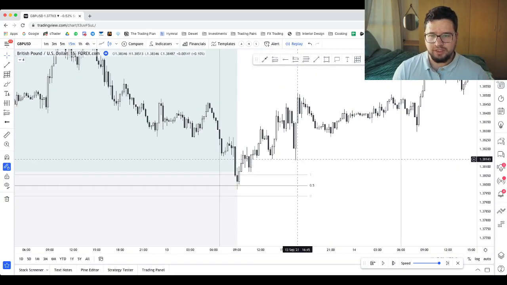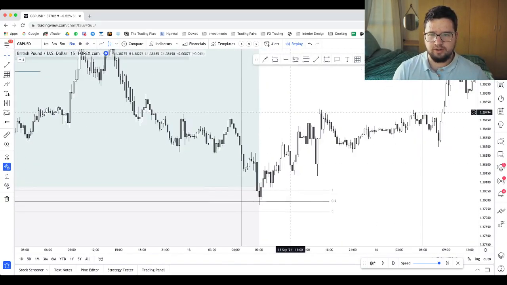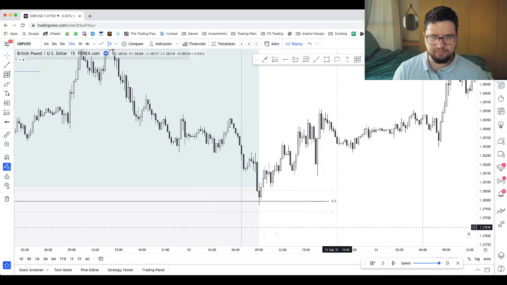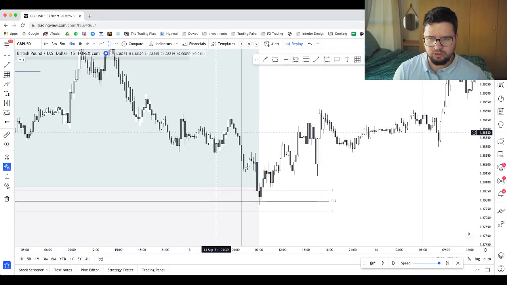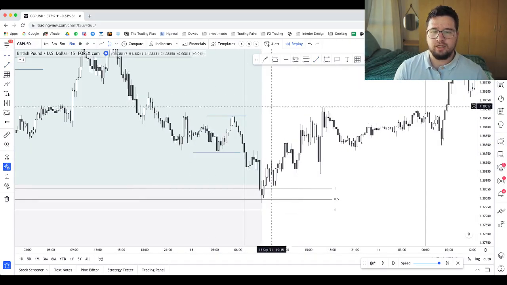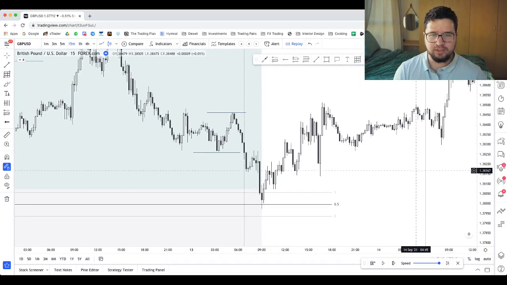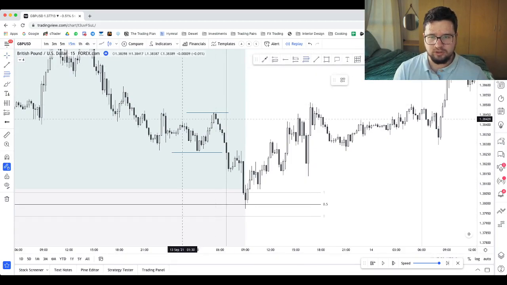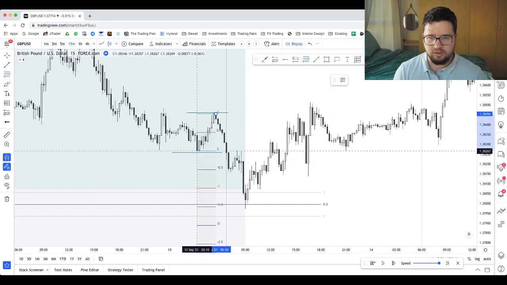First of all, we can see now Sunday opened. Not exactly sure where the opening was, but we had an Asian session. Probably the low and high. It was relatively moving sideways. It's consolidated, we place our tool.